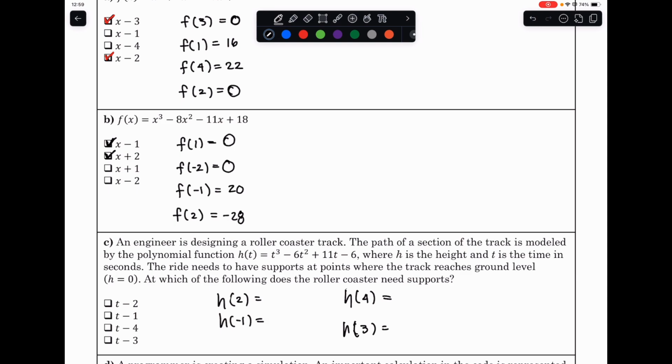So plugging into the t values of h, we're going to get 0. Plugging in negative 1, I'm sorry, positive 1, that should be positive 1 because it's the opposite of that number. That's also going to give us 0. When we plug in 4, that gives us 6. And when we plug in 3, that gives us 0. So by the factor theorem, that means that these three are going to be factors to this function, which is exactly where the height is going to be 0.